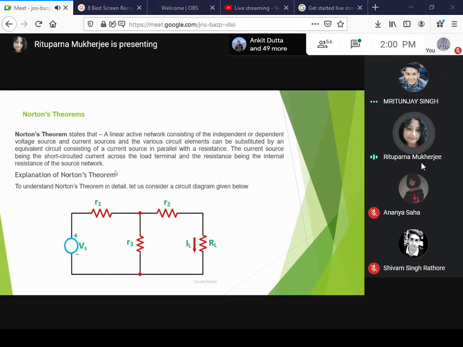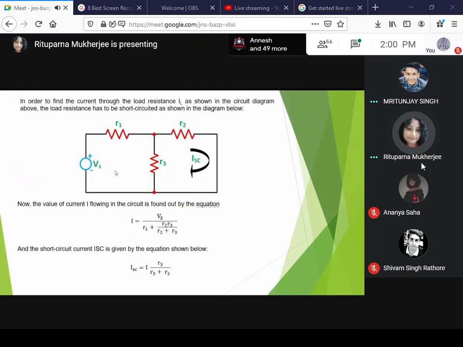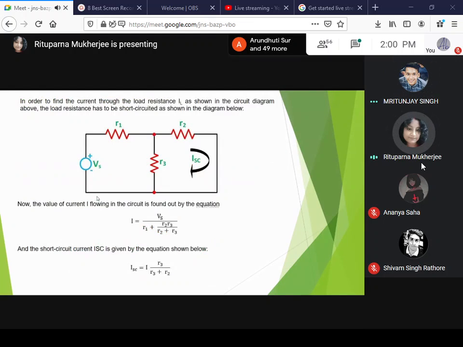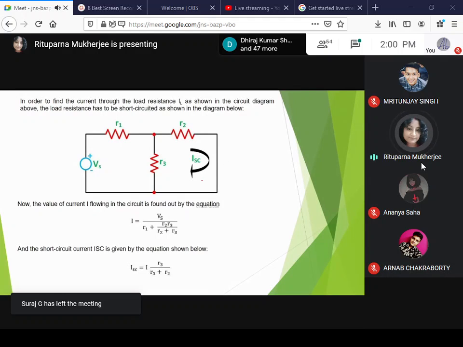In case of Norton's theorem, again you first have to remove the load resistance. Then you have to calculate the current flowing through this short circuit terminal, that is the short circuit current. How will you calculate the current? In case of Thevenin's theorem, this load terminal should be open and you have to calculate VOC, that is the open circuit voltage. So here you have to calculate the short circuit current.